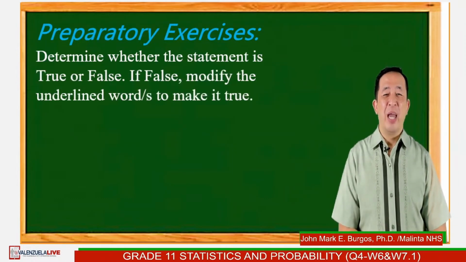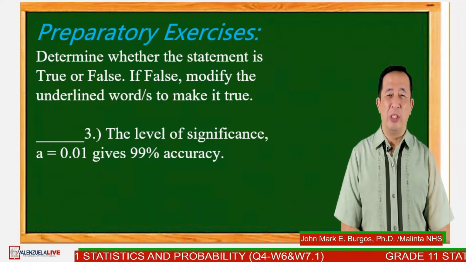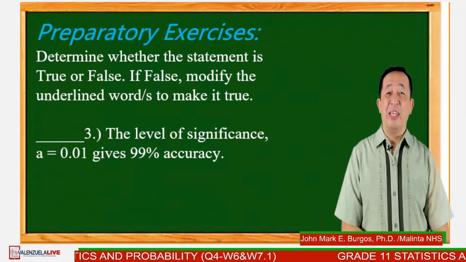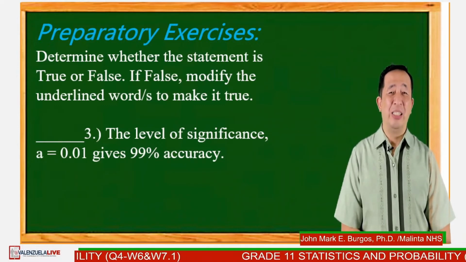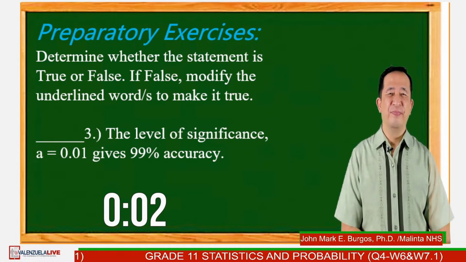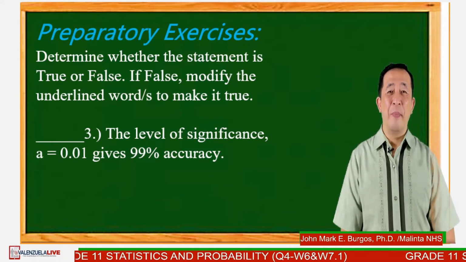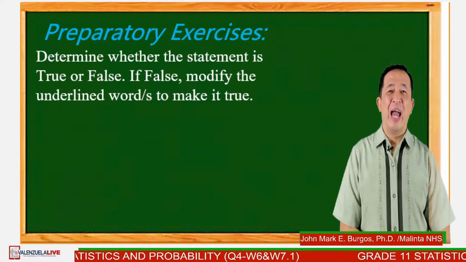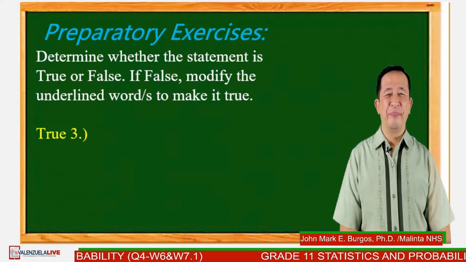Number 3. The level of significance alpha equal to 0.01 gives 99% accuracy. Is it true or is it false? Okay, time is up. You are correct. The answer is true.